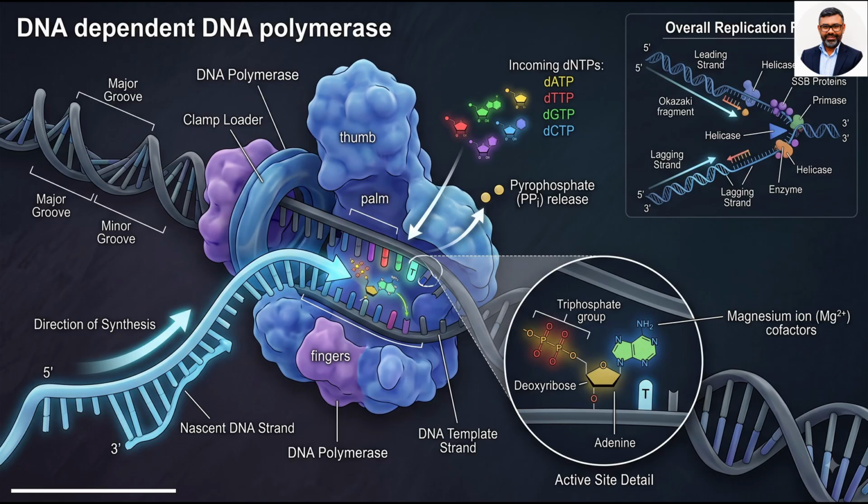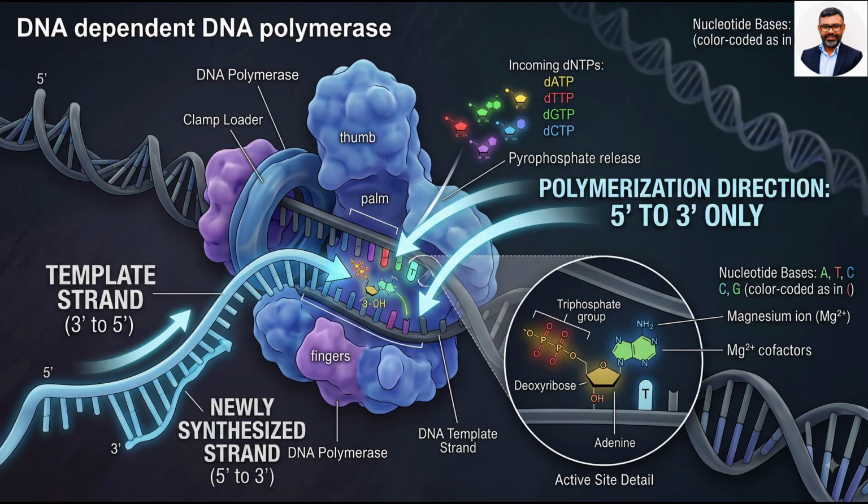Second, DNA-dependent DNA polymerase. This is the main enzyme responsible for synthesizing the new DNA strand. It uses a DNA strand as a template and adds complementary deoxyribonucleotides. Importantly, DNA synthesis always occurs in the 5' to 3' direction.